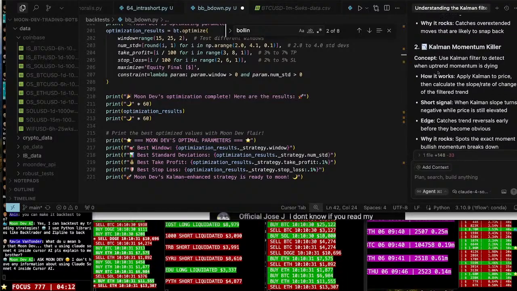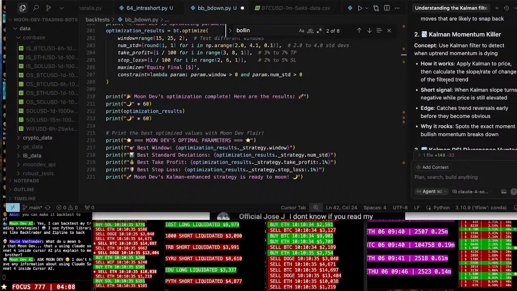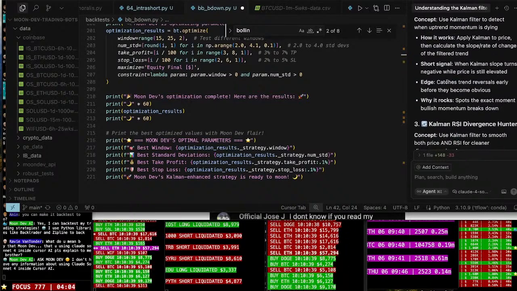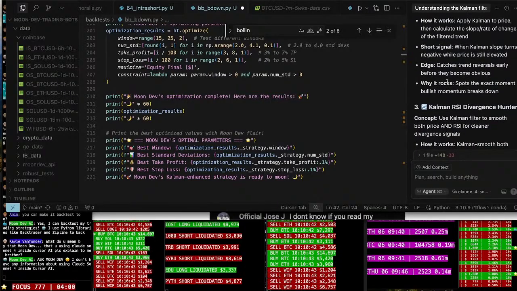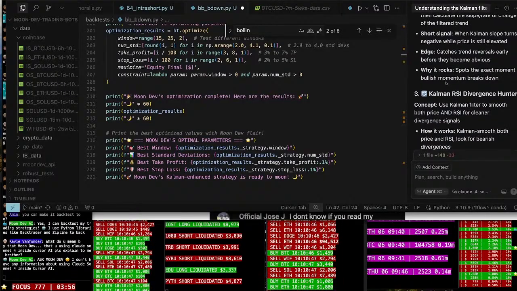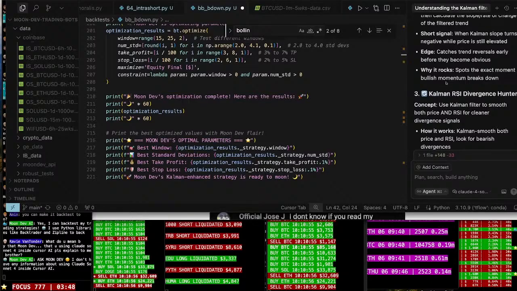Kalman momentum killer. Use the Kalman filter to detect when uptrend momentum is dying. How it works: apply Kalman to price, then calculate the slope or rate of change of the filtered trend. Short signal when Kalman slope turns negative while price is still elevated. Edge: catches trend reversals early before they become obvious.